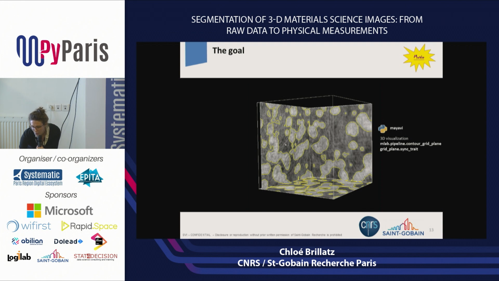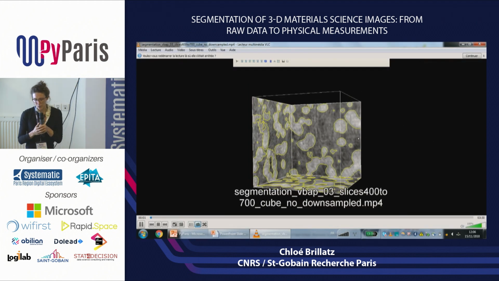And now I'll show you the 3D visualization of it. So I used Mayavi, and particularly I used the contour grid plane and the sync trait. So it's thanks to that I can synchronize the result of my segmentation with the raw image. So here it's the 3D visualization.